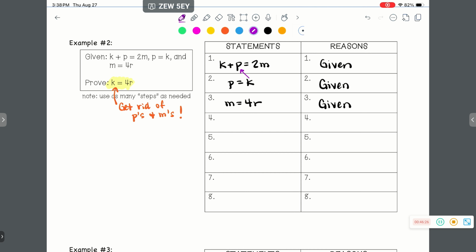All right, so if I plug in a K for the P, we're going to get K plus K equals 2M. Not yet. Remember, you can't do too many steps at once. You're right, that's going to be our next one. Substitution. And that is the substitution property.